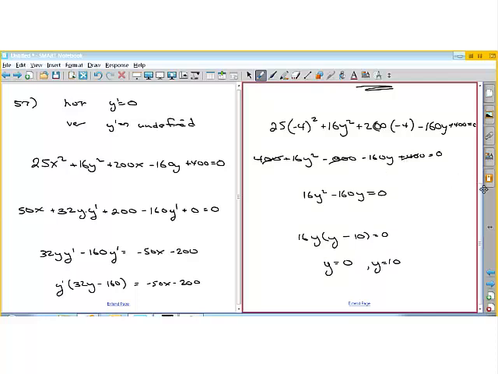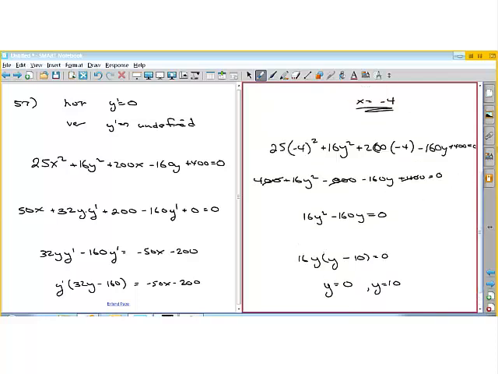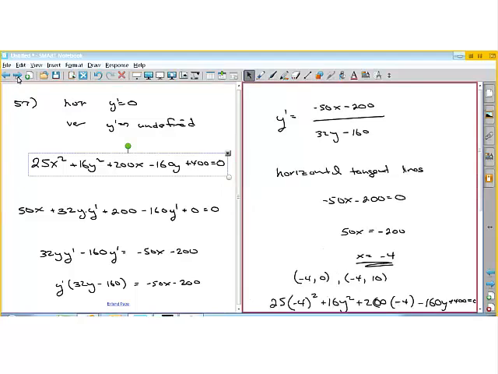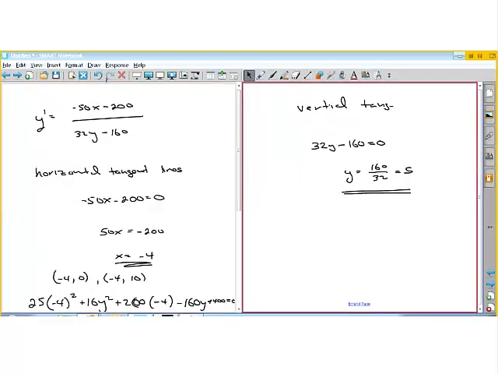So what we know is that there are horizontal tangent lines at x equals -4, y equals 0, and x equals -4, y equals 10. So those are the exact points. Then we can go back for the second one and substitute y equals whatever we got. So let's just do that. Let's copy this. So there's your vertical tangent line case.